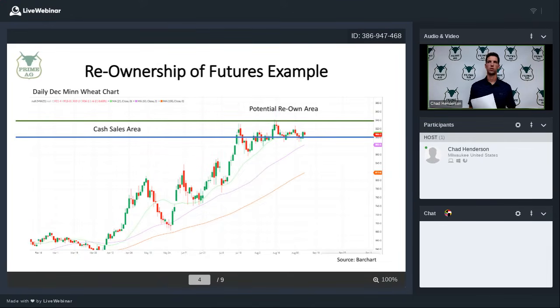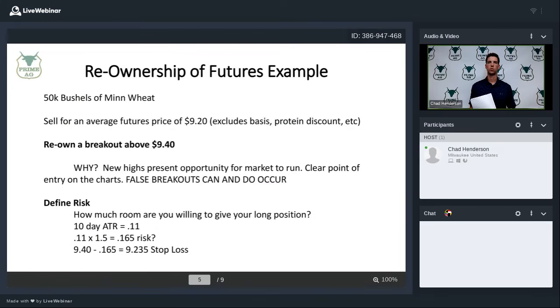If you get a good close above that resistance zone, chart suggests you could see a nice run to 9.80, maybe $10. So again, in this example, we would plan to make these cash sales somewhere in here. And then if the market breaks higher, look to re-own some of those bushels. So let's say you have 50,000 bushels of spring wheat and you make your sales between 9 and 9.40. That's going to give you an average price of 9.20 futures.